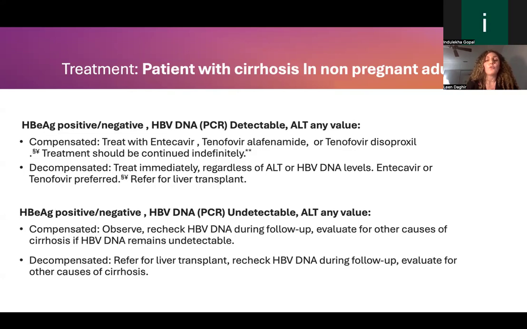tenofovir alafenamide, and treatment should be continued indefinitely. Decompensated patient, we treat immediately regardless of ALT and DNA level, entecavir or tenofovir preferred, and then maybe refer for liver transplant. For the second case, if they're compensated, observe and recheck the DNA during follow-up and reevaluate. If they are decompensated, then refer for liver transplant, recheck DNA during follow-up, and evaluate for other causes of cirrhosis as well.